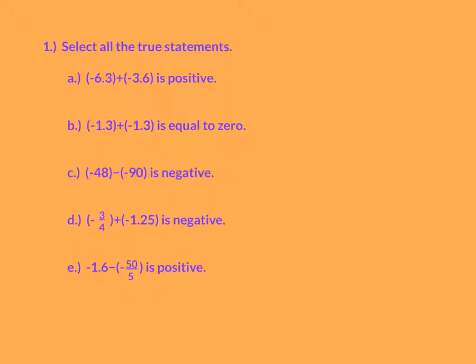Okay, so this first one, it says that negative 6.3 and negative 3.6 is positive. Well, I know that when I add a negative plus a negative, that is always going to equal another negative. Now, it is important that you don't start to get your rules mixed up, because sometimes people tend to get the rules that are evident for multiplication and division mixed up with the rules for addition and subtraction. So please be careful about that. Okay, select all the true statements. Okay, so A is not true.